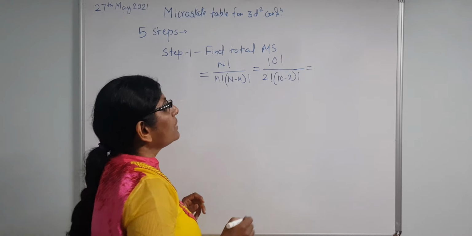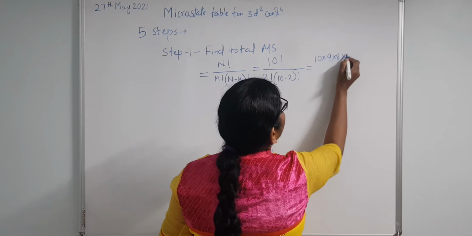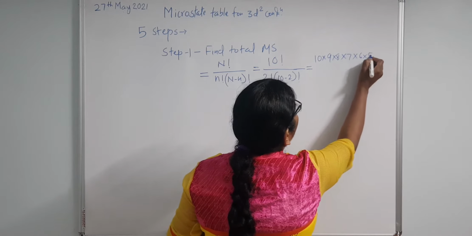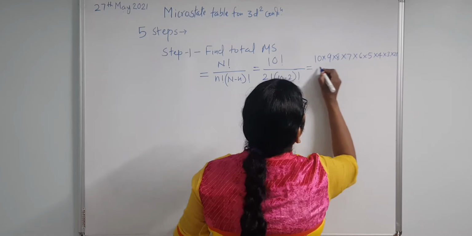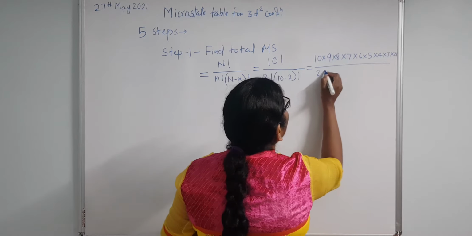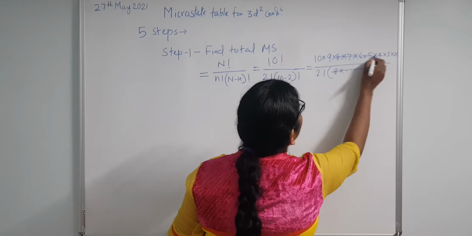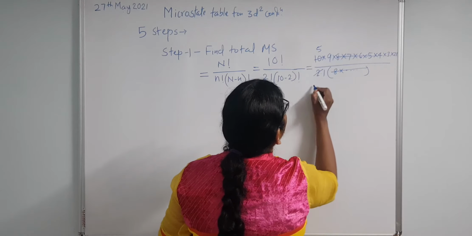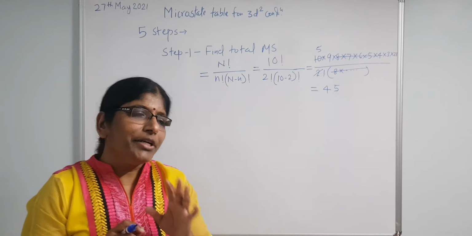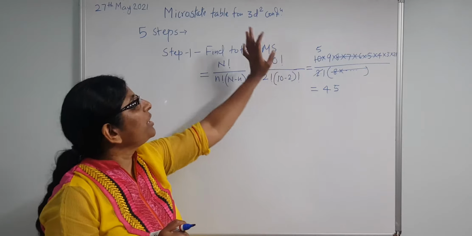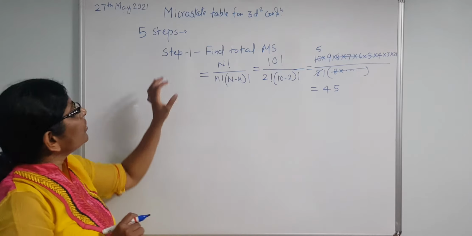Now you solve this. How to solve? You just write 10 into 9 into 8, 7, 6, 5, 4, 3, 2 and 1, divided by 2 into 1 and 8 factorial written out in full. Cancel, and this will be 5. So 9 fives are 45. That means total microstates for the 3d2 configuration are 45. We have to make 45 combinations of 2 electrons in tabular form, and that is nothing but the microstate table. This is step 1.